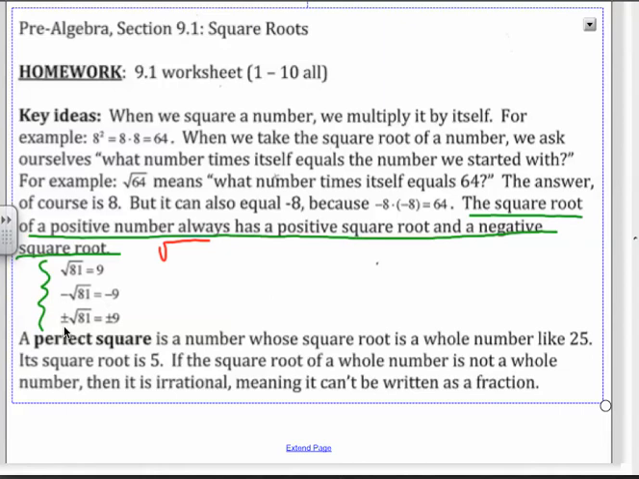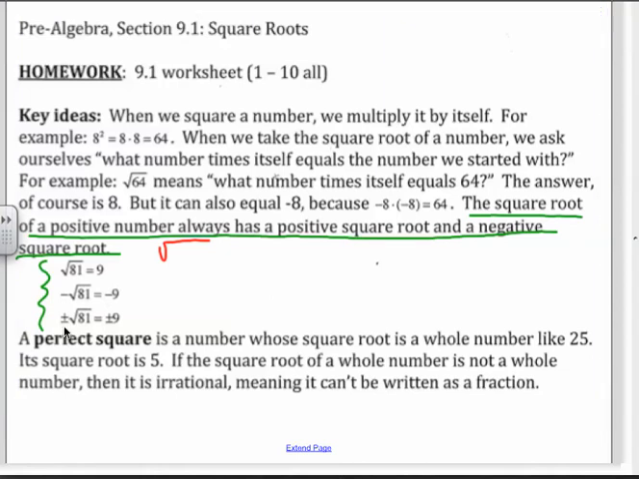Okay? And guys, you're welcome to write that, but you always want to make sure you write the positive sign with the negative sign underneath. Okay? That's the way we always write that.